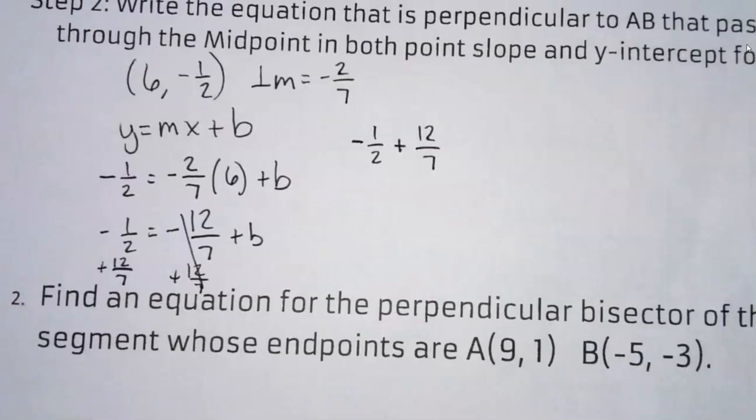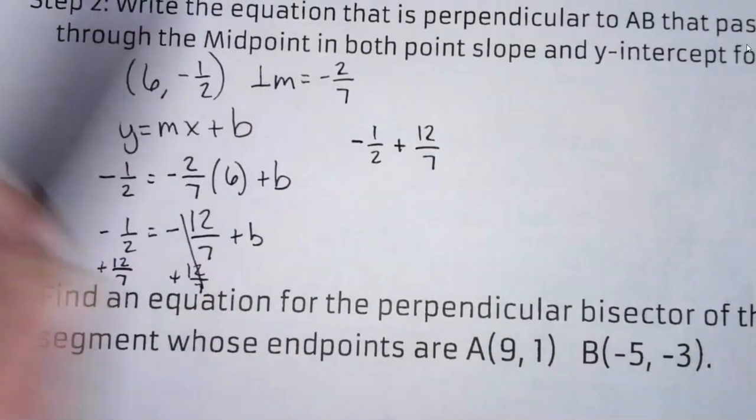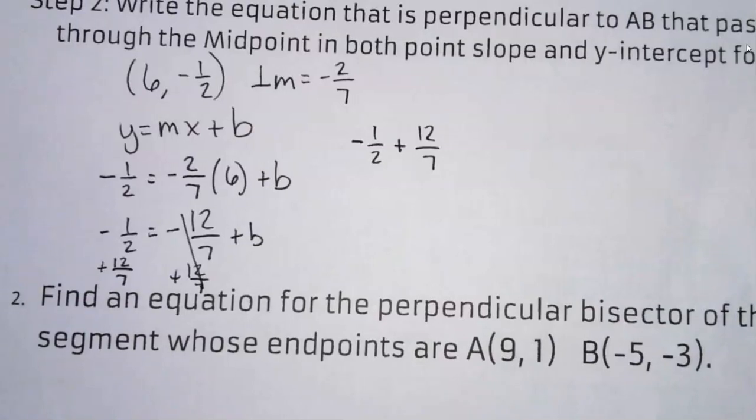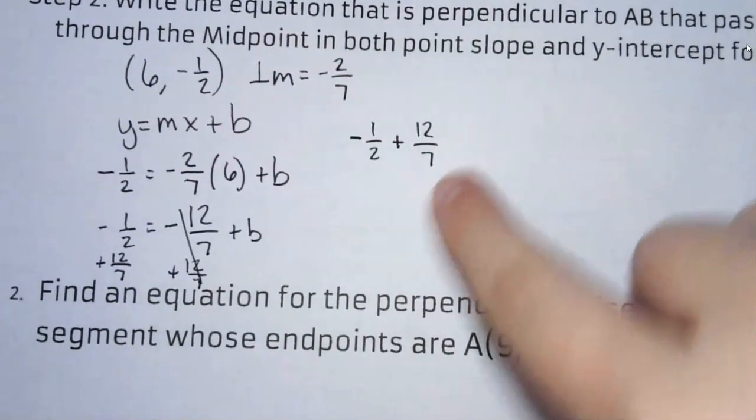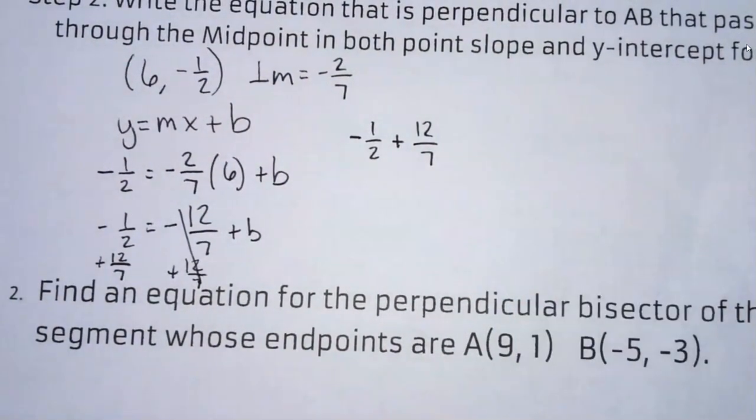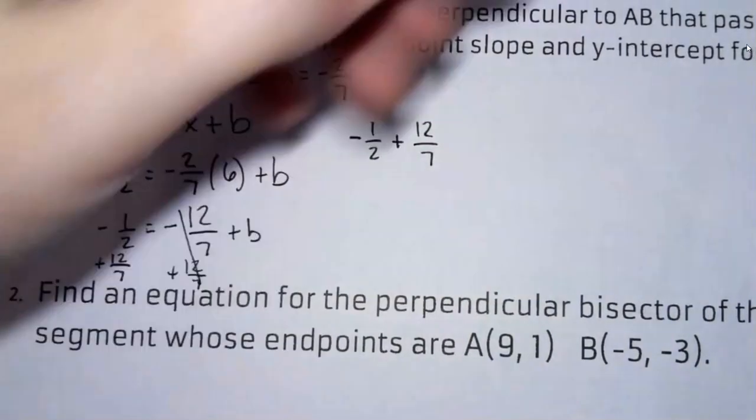I need a common denominator. When I look at this, I'm like, okay, well, 2, and then it goes 4, then 6, then 8. So you can't multiply 2 to get 7, 7's odd. But what you can do is multiply the two denominators together, and you get 14. And then that can be your common denominator.